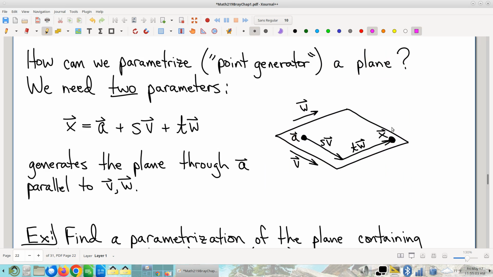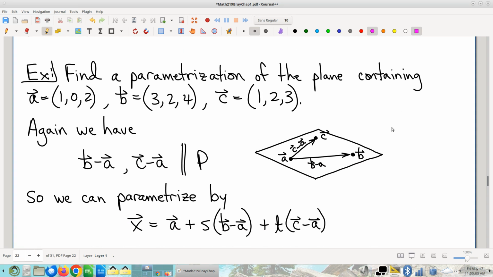Okay, all right, moving along. Quick example. Same 3 points that we were looking at before. We already talked about how to find the equation of the plane. Let's talk now about how to parameterize the plane.